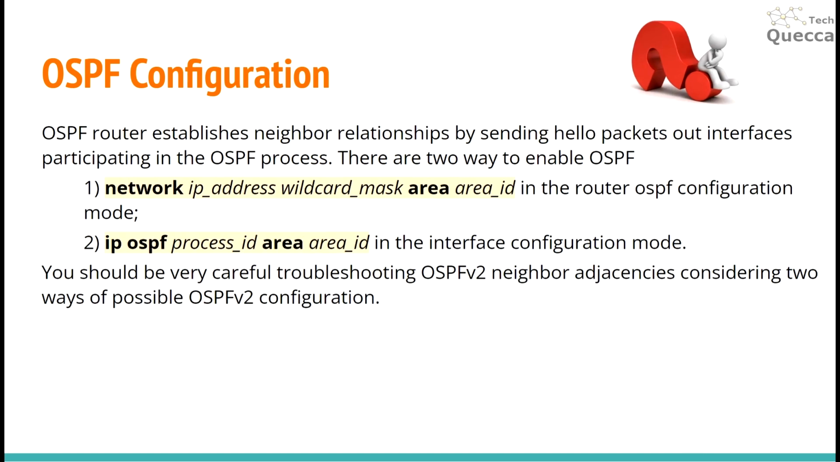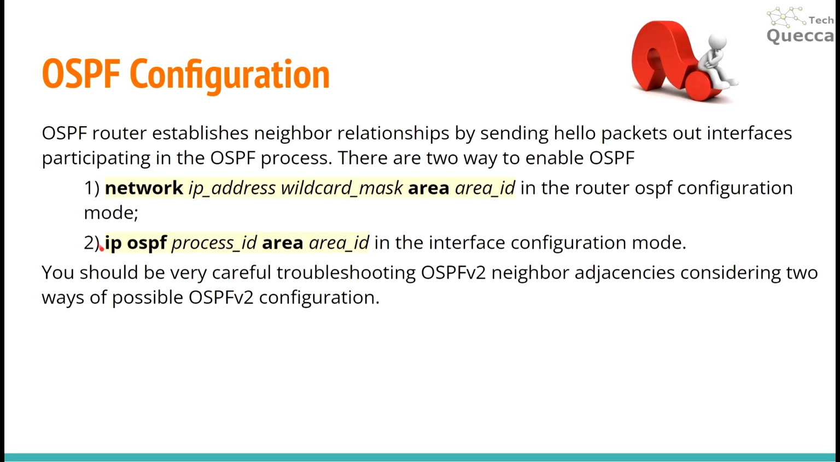As you know, for OSPF routers to establish neighbor relationships, they need to exchange OSPF hello packets on the interfaces where OSPF is enabled. There are two ways to enable OSPF on the router interfaces. The first one is under the OSPF configuration mode. You need to enter the command network IP address wildcard mask area and area ID. Once you enter this command, interfaces which have an IP in the range of this subnet will run the OSPF process.